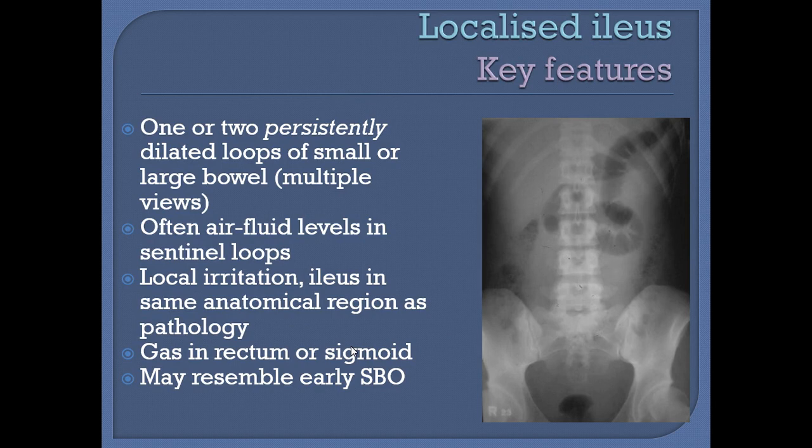Localized ileus. When few dilated loops of a small or large bowel are seen, it can be a localized ileus, and sometimes we can see the air fluid level in the sentinel loop. It can be due to some local irritation like some cholecystitis, etc. Gas in the rectum or sigmoid can be seen, and it may resemble early small bowel obstruction.